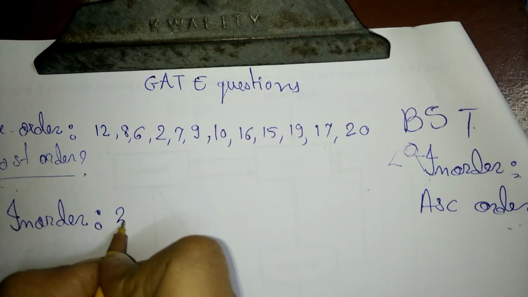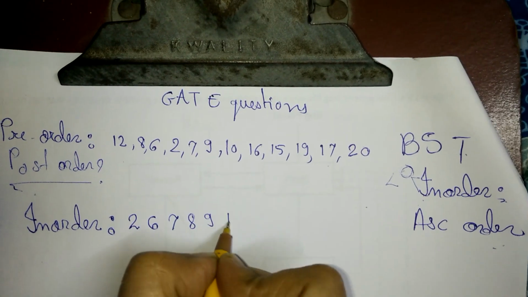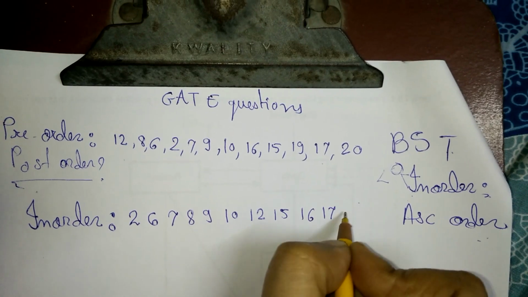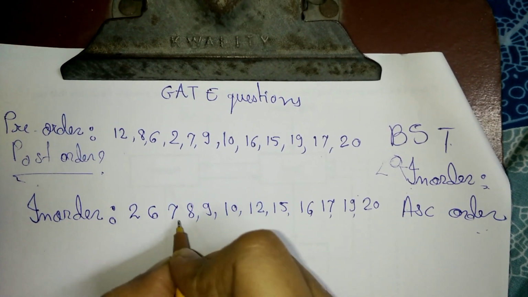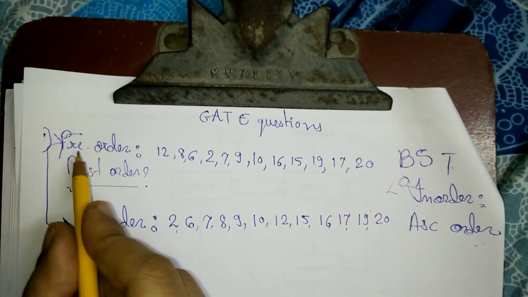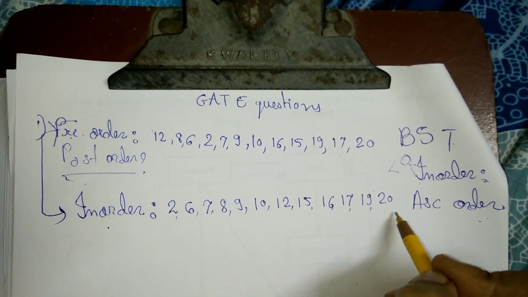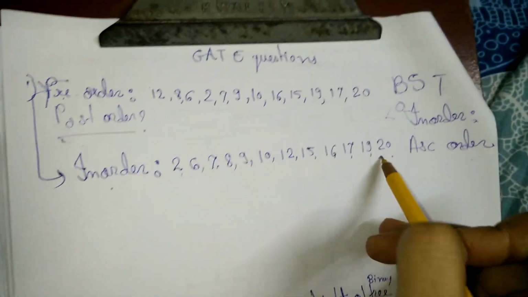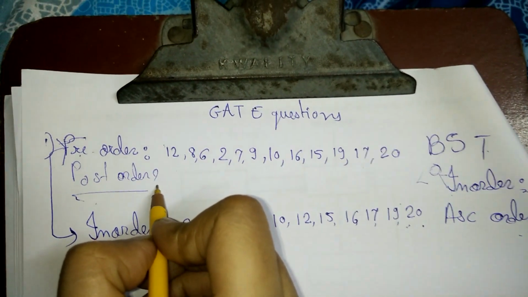So in ascending order, the smallest value will come first, that is 2, then 6, then 7, 8, 9, 10, 12, 15, 16, 17, 19 and 20. So this becomes the in-order sequence for the given binary search tree. See, we were given the pre-order sequence only. From that we have found the in-order sequence, which is nothing but arranging the elements in ascending order. Now, by combining pre-order and in-order sequence, we can find out the post-order sequence.